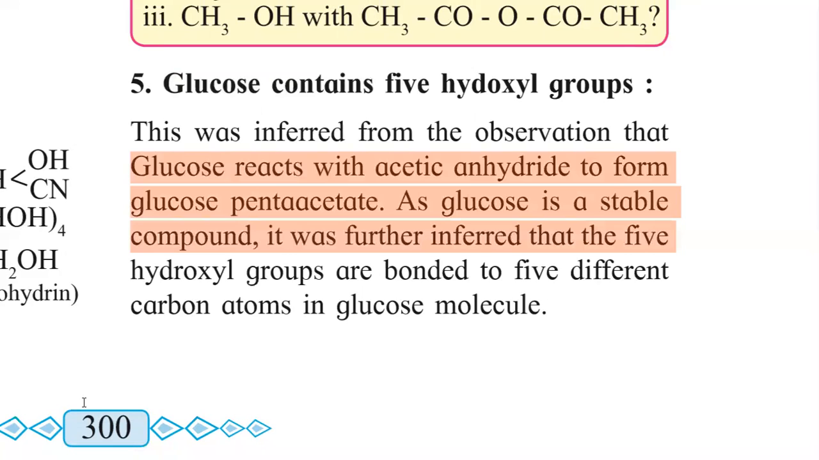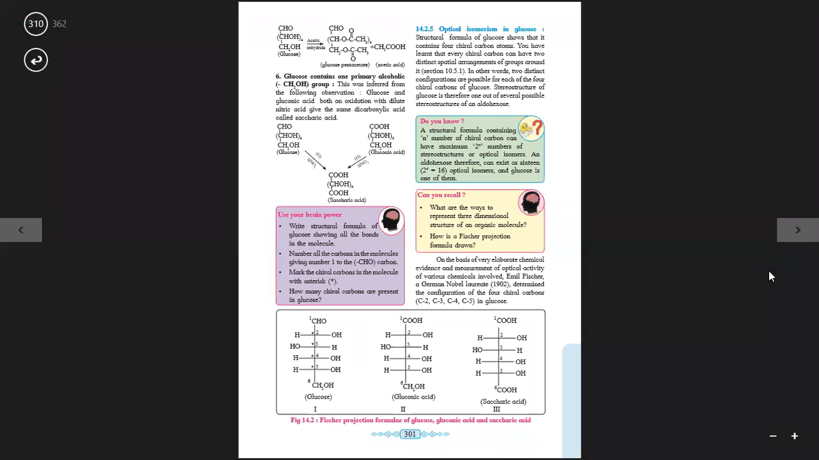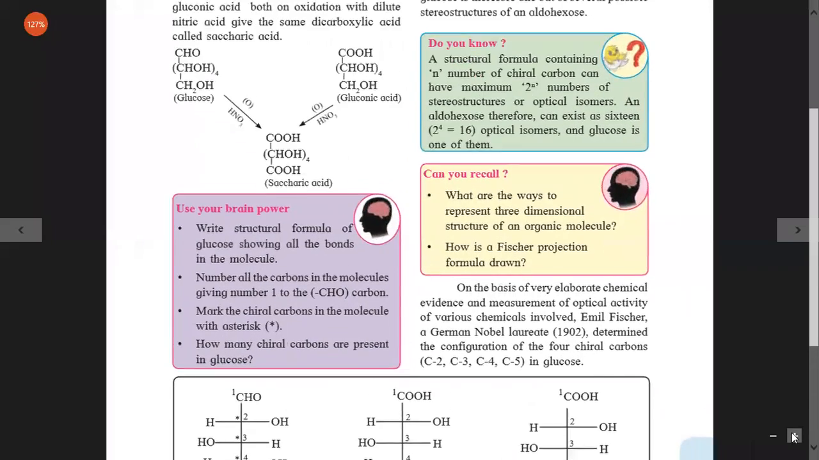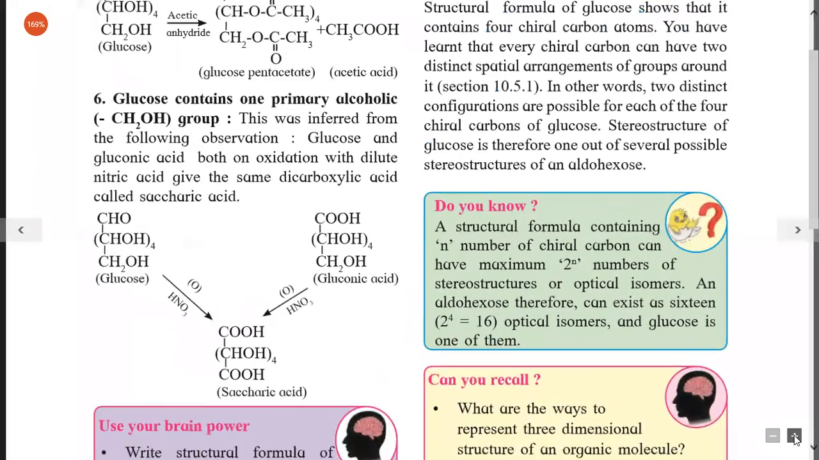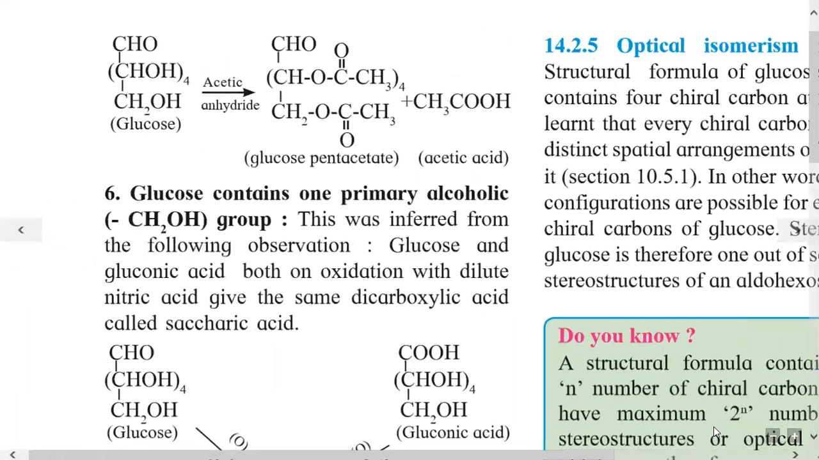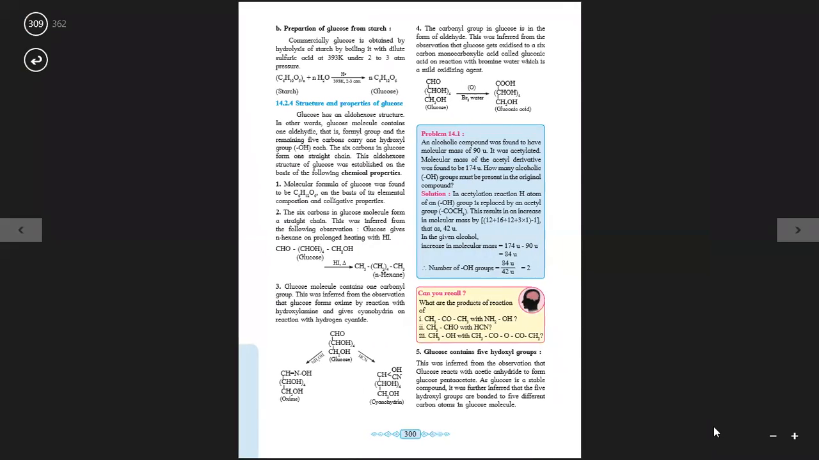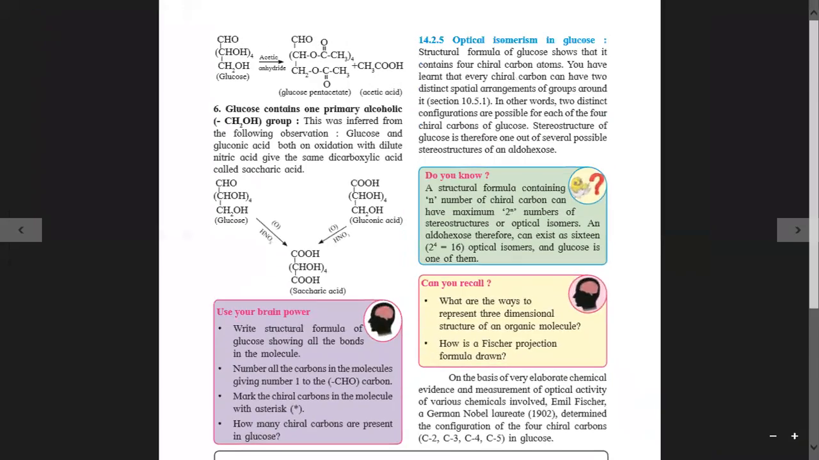It was further inferred that the 5 hydroxyl groups are bonded to 5 different carbon atoms in the glucose molecule. They are not bonded to one and the same carbon atom. They are bonded to 5 different carbon atoms, and this can be tested with the acetic anhydride test, called acetylation of glucose. In the acetylation reaction, glucose is treated with acetic anhydride.